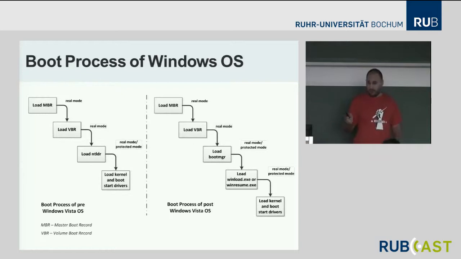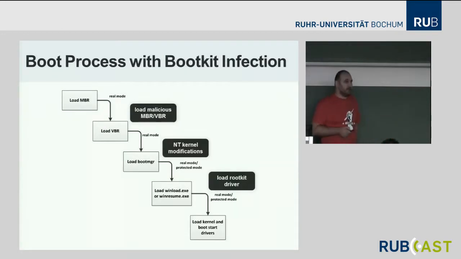Boot process of the Windows system. Previously, it was the generic picture of how it works. You can see the Windows XP boot process, and in later operating systems, the NT loader has two parts. First, the boot manager and winload.exe. How do rootkits attack? The rootkit installation dropper modifies the MBR or bootstrap code, and the bootstrap code after execution modifies the boot manager, and the boot manager provides some malicious code into the kernel for loading. At the next point, it loads the malicious driver.